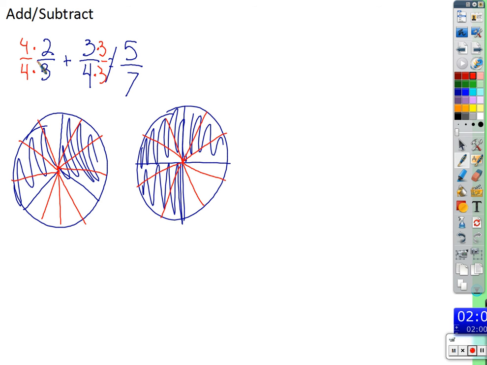So we want the whole to be split up into the same size pieces for both. And then it's a matter of counting how many of those pieces we have in each case. So you know it's going to be a whole 1.